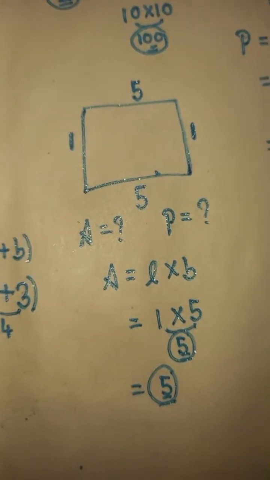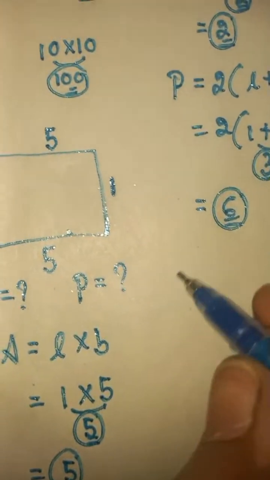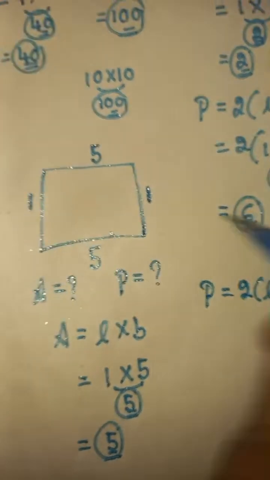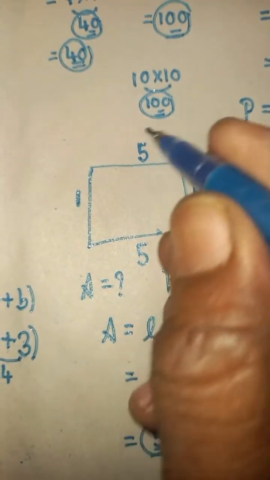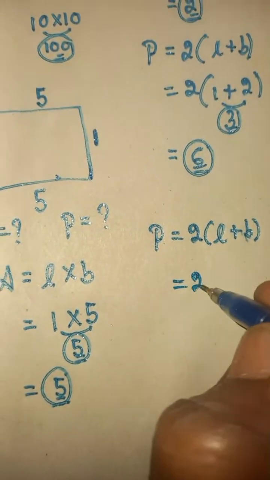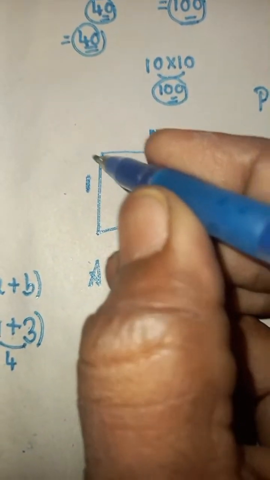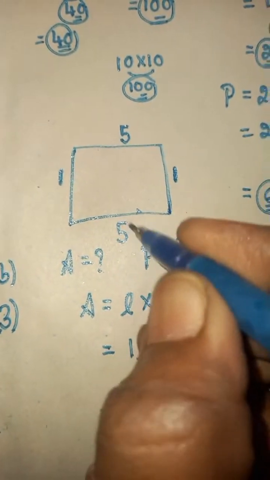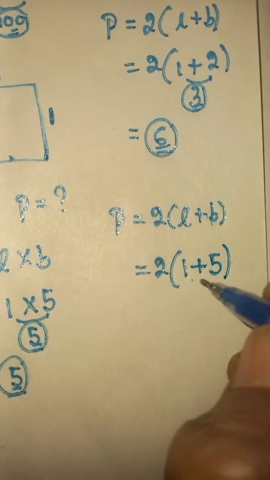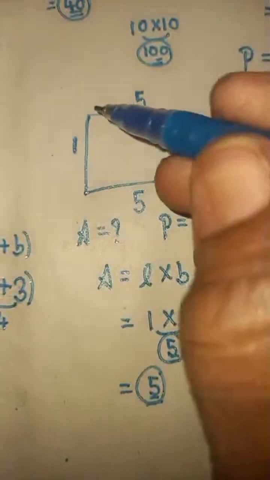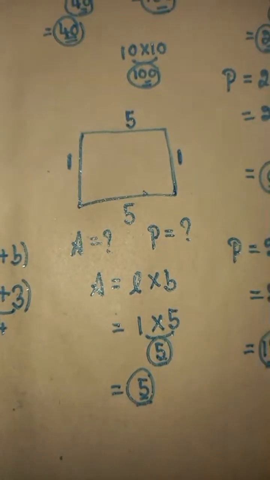And the perimeter of this rectangle you can find as 2 times (length plus breadth). 2 times that gives the complete perimeter of the rectangle. So this is 2 times, the length is 1 unit, plus the breadth, which is 5 units. 1 plus 5 is 6, and 2 times 6 is 12 units, the perimeter or complete boundary length of this rectangle.